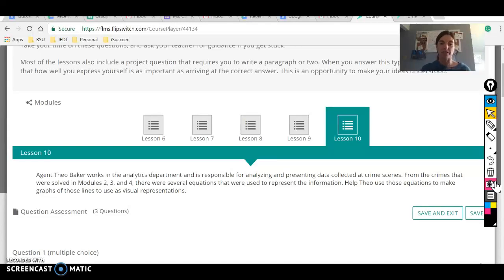Agent Theo Baker works in the analytics department and is responsible for analyzing and presenting data collected at crime scenes. From the crimes that were solved in modules 2 through 4, there were several equations that were used to represent the information. Help Theo use those equations to make graphs of those lines to use as visual representations.